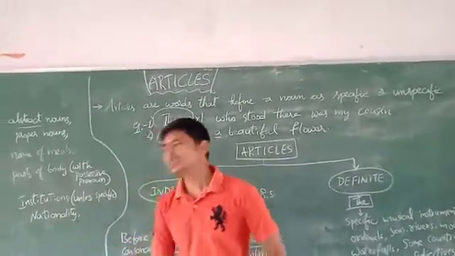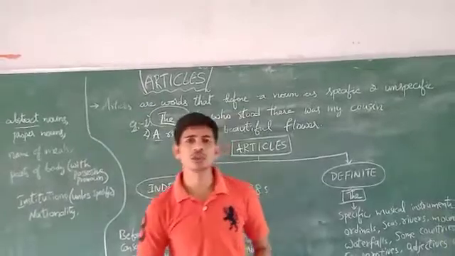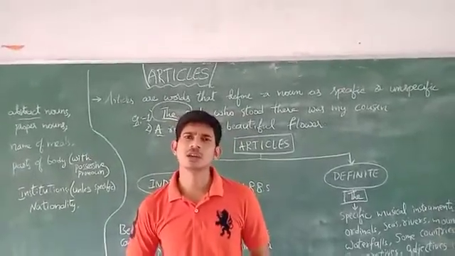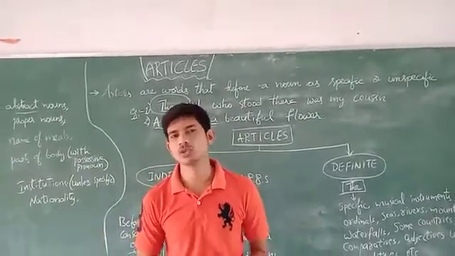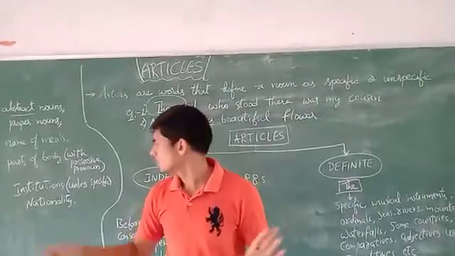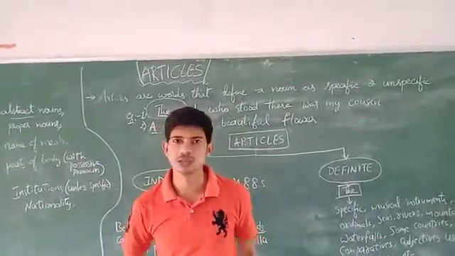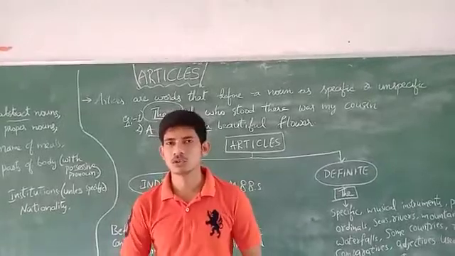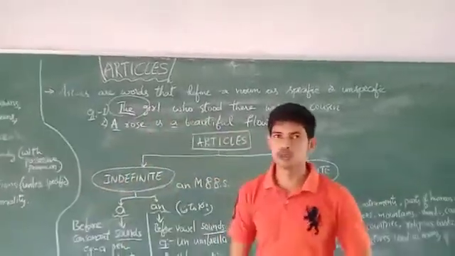Okay, and nationality also. For example, Indians are good at heart. You say Indians are good at heart, but the Indians is wrong. Before nationality, you should not use any sort of article. Okay, hope you understand it properly.